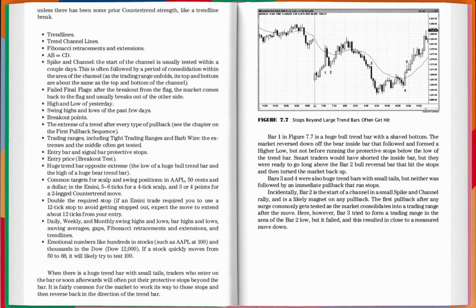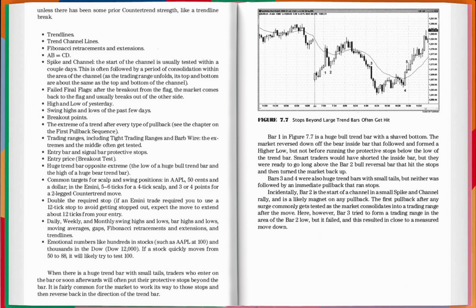Fibonacci retracements and extensions. AB equals CD. Spike and channel. The start of the channel is usually tested within a couple of days. This is often followed by a period of consolidation within the area of the channel. As the trading range unfolds, its top and bottom are about the same as the top and bottom of the channel. Failed final flags. After the breakout from the flag, the market comes back to the flag and usually breaks out of the other side.